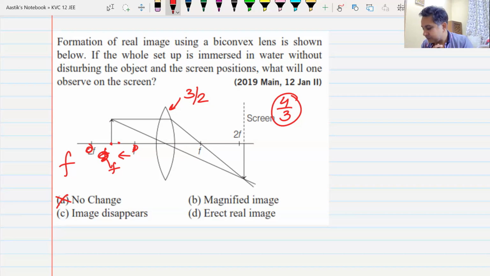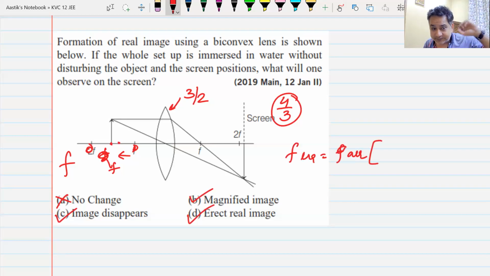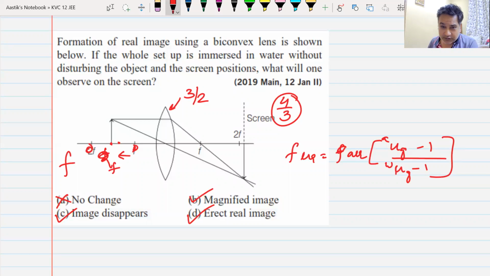So basically, you can have this option if it is still between F and 2F. You will have this option if it is at F. You will have this option if it is between F and O. So you basically have to find out how much is the change in the focal length of the lens. And how will you find out? I told you, the focal length in the liquid, I told you that shortcut formula. Do you remember it? Just put that formula: mu of glass with respect to air minus 1, divided by mu of glass with respect to water minus 1. You find out how much the focal length has become.